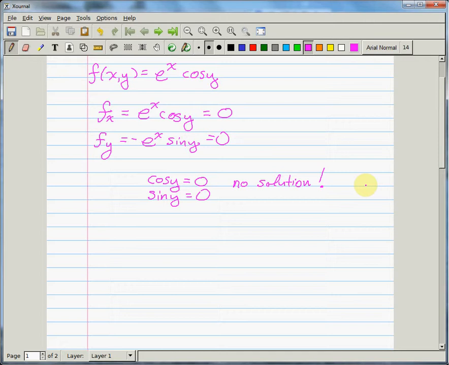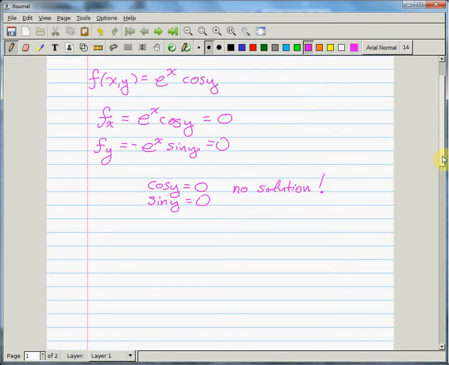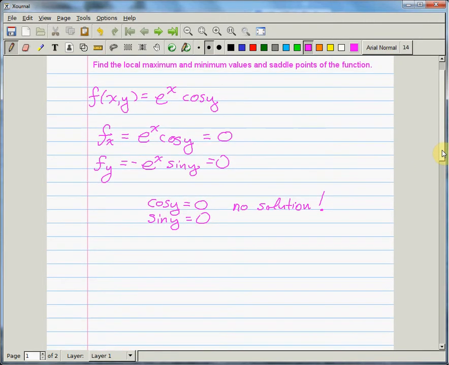And there just is no y that does this. So this system of equations has no solution. That means that this function has no critical points. And critical points are the only candidates for local maxima and minima, so this function has no local maxima and no local minima and no saddle points. So none.